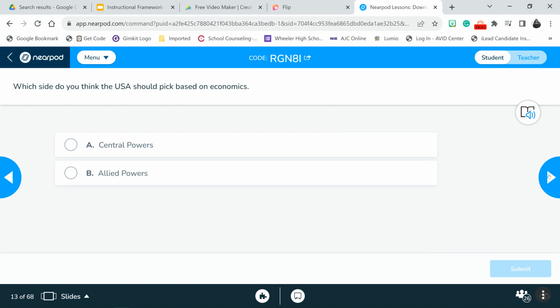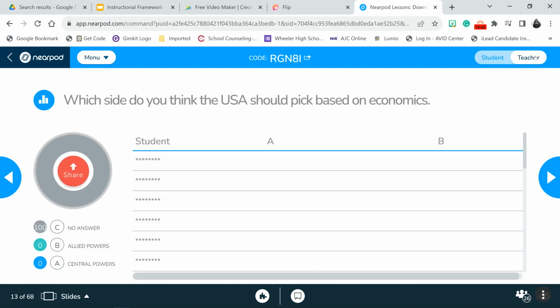But go ahead and put down what you would put. Which side do you think the United States should have picked based on economics? And there's obviously a right or wrong answer here, but go ahead and put that down for your response. Real quick, give you about 30 more seconds, starting now.